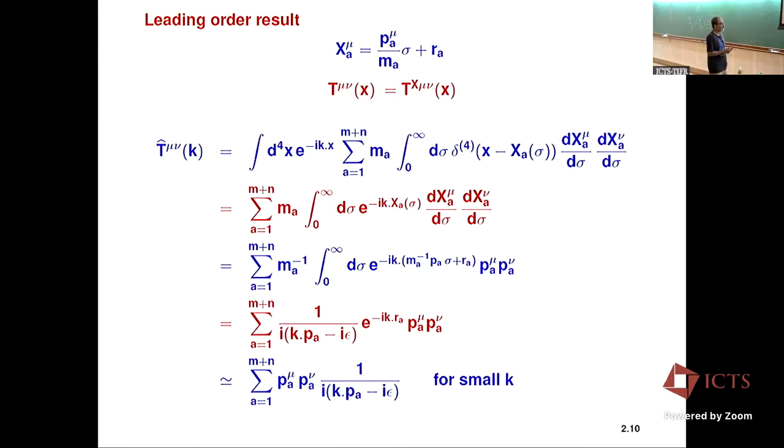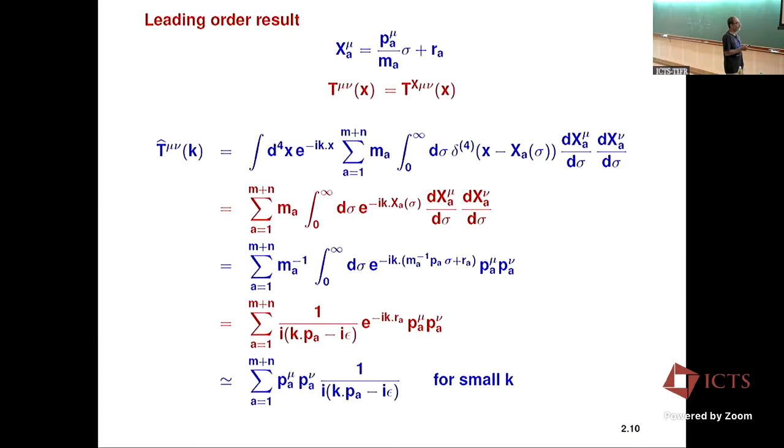Now you have to do the sigma integral, right? It's exponential, so it's easy to do. But here there is a small point which is important, and that is, you see, the sigma integral is oscillatory, right? At the upper end it oscillates. But what we can do is introduce an I epsilon so that this integral is damped.